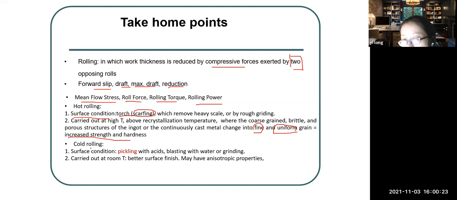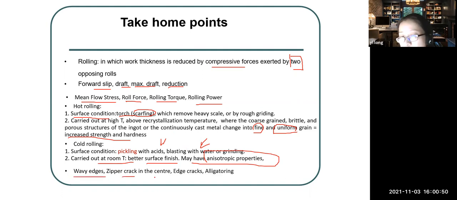And also the cold rolling, you also need surface conditioning, and blasting with water or grinding. In this case, we carry out at room temperature, with better surface finish, but you may have anisotropic properties, because cold rolling gives a preferred orientation of the grains, right?